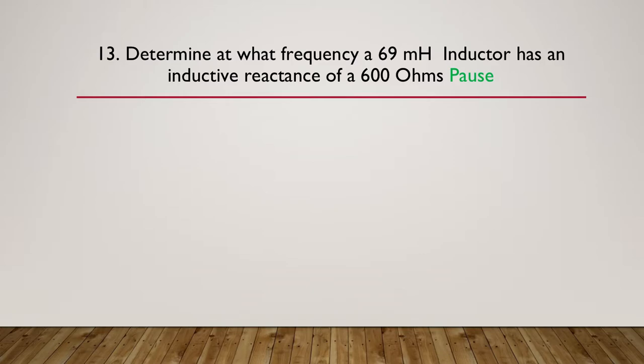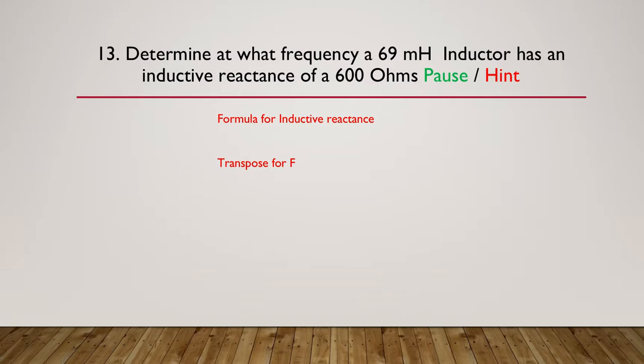Okay, let's now move through to the hint. So we're going to need the formula for inductive reactance, which we should have used in the previous problem, but this time you need to actually transpose it for F, for the frequency. So again, if you didn't realize that, pause the video here and have a go at transposing your formula and working out the frequency.